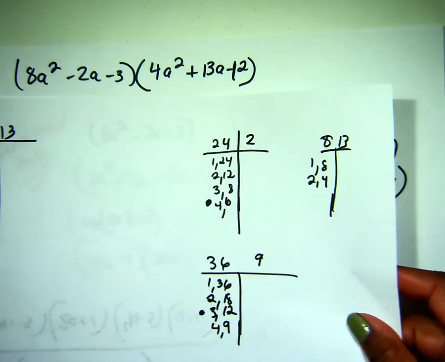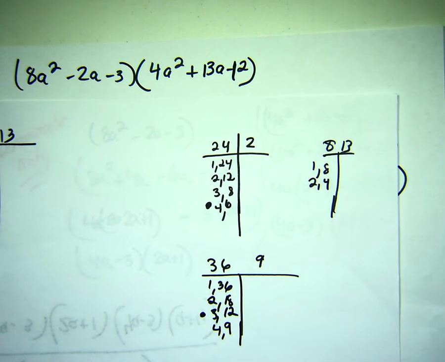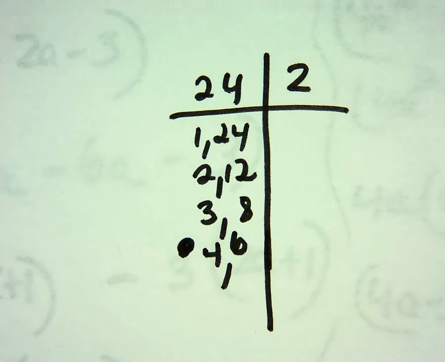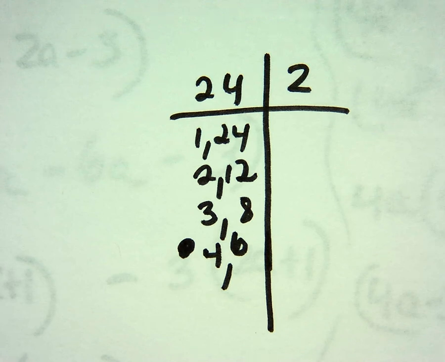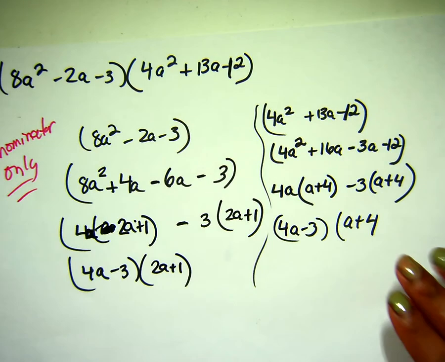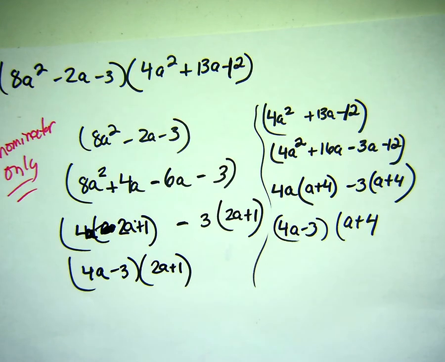So I did that for you. Let me zoom my way in. So here are your factors of 24, and we're looking for something that will give you 2. Well, the only one that can actually give you 2 if you add or subtract it would be 4 and 6. So now I'm going to go back to my denominator. Here goes your 4 and your 6.